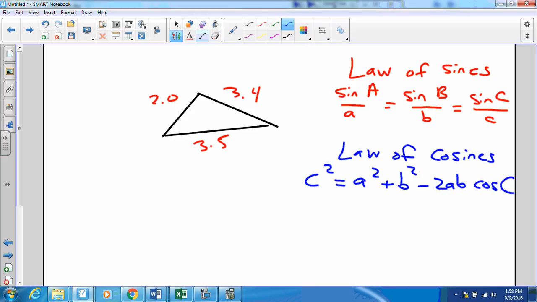If I take a look at the law of sines, the law of sines requires that I have an angle somewhere. Since I don't have any angles right here, there's no way I can use the law of sines. So I must use the law of cosines. So let me do a quick labeling. Let me label like this side A, and this side B, and this side C. It doesn't matter which I label. But when I do, I want to make sure I label the angle opposite like so.